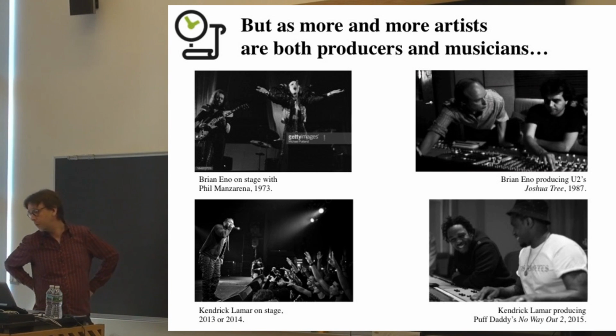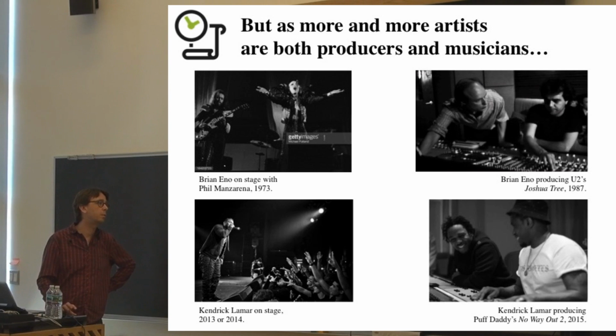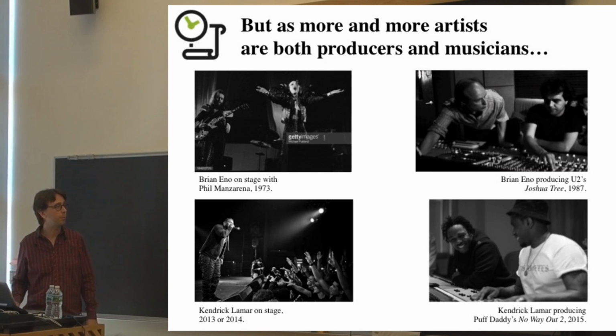During the course of the 80s and the 90s, people who are musicians are producers as well. For instance, you've got Brian Eno. He was a musician with Roxy Music, a musician on his own, but he produced the album Joshua Tree from U2, a very successful album. More recently, you've got Kendrick Lamar, an American rapper. He's an artist, he's a producer, he's both. It's beginning to be difficult to distinguish.